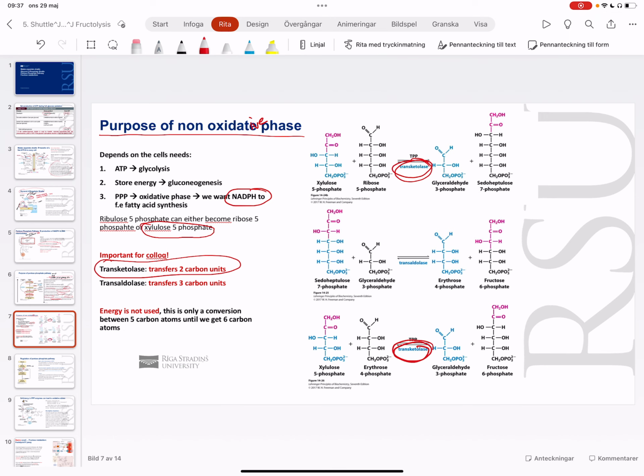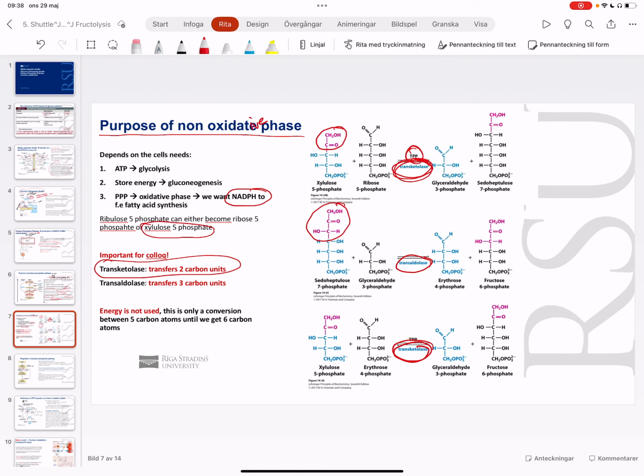So when we want to go back from ribulose 5-phosphate to glucose 6-phosphate, we will do these reactions. When we transfer 2 carbons, we will use a transketolase, and when we use transketolase, we will use TPP, so the B1 vitamin. And when we transfer 3 carbon units, then we will use a transaldolase.